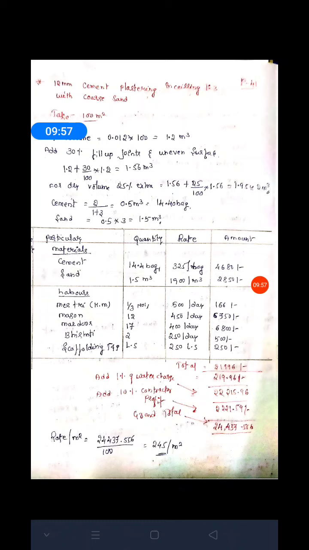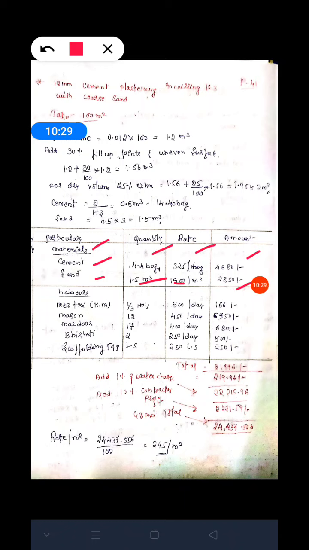And then again we should prepare a tabular column, that is the serial number, particular, quantity, rate and amount. In that, first I should consider the material, cement and sand. As we calculated, the number of bags of cement is 14.4, whereas the sand is 1.53 meter cube. The rate for cement is 325 rupees per bag, whereas for sand it is 1900 rupees per meter cube. After multiplying the quantity into rate, we got this amount here.